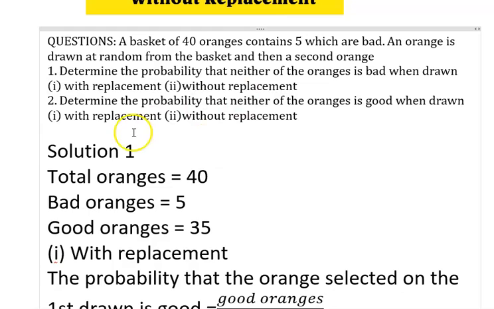what we are going to do now is to make use of this template, but a little different now, because this time around we have to determine the probability that neither of the oranges is good. That means the reverse of this now. This one, they say neither of the oranges is bad. That means we'll be dealing with good orange. That is, those oranges are not bad. This one, they say we should determine the probability that neither of the oranges is good. That means the 2 oranges drawn, neither is good. That means they are bad. So we'll be working with bad oranges this time around.